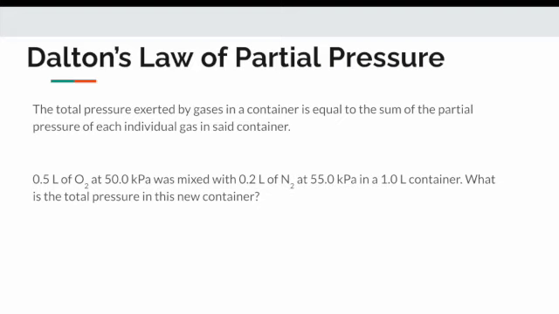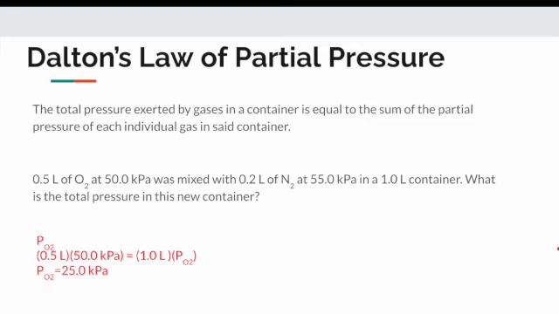If you have 0.5 liters of oxygen at 500 kilopascals, and this were mixed with 0.2 liters of nitrogen gas at 55 kilopascals, and this is all combined into a 1 liter container, what is the total pressure in this new container?